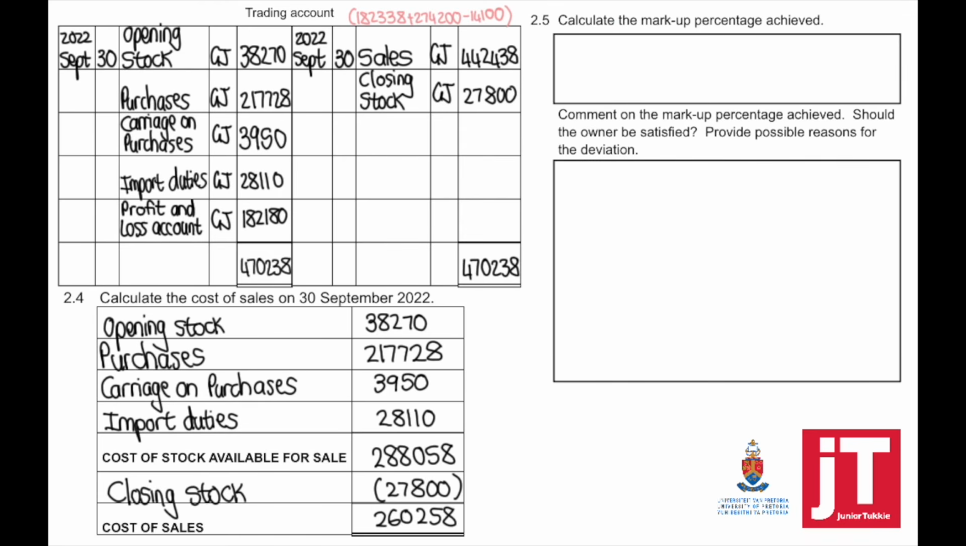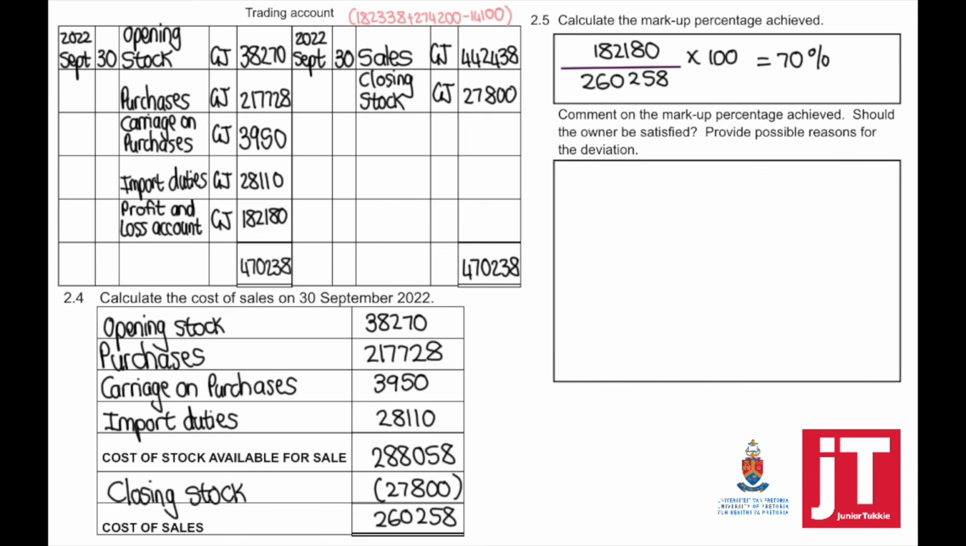Question 2.5, calculate the markup percentage achieved. To calculate the markup percentage achieved, we need to take the sales minus cost of sales, which is equal to your gross profit, divided by cost of sales times 100. So we've calculated in our trading account the gross profit, which is taken to the profit and loss account. Note that this represents the gross profit divided by the cost of sales, which you've calculated, times 100 equals 70%.